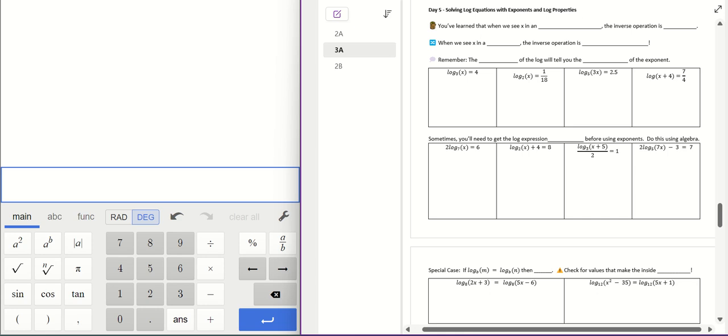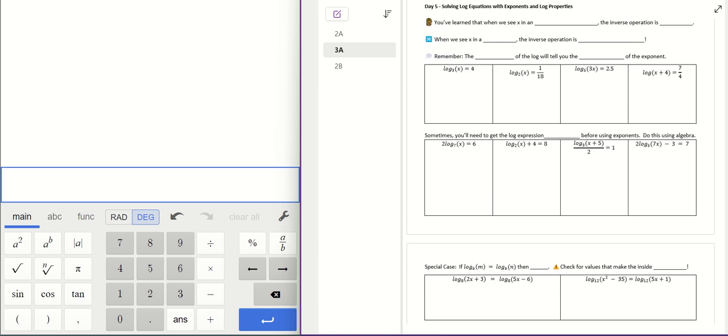Hey y'all! Today we are going to talk about solving log equations with exponents and log properties. So before we get started, let's talk about what we learned last class.